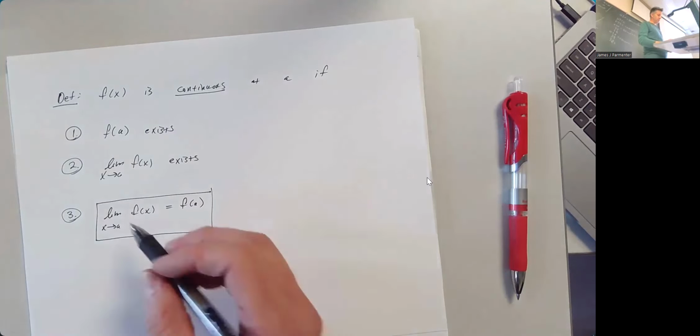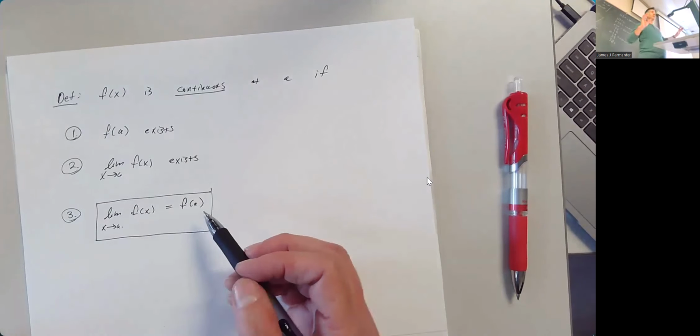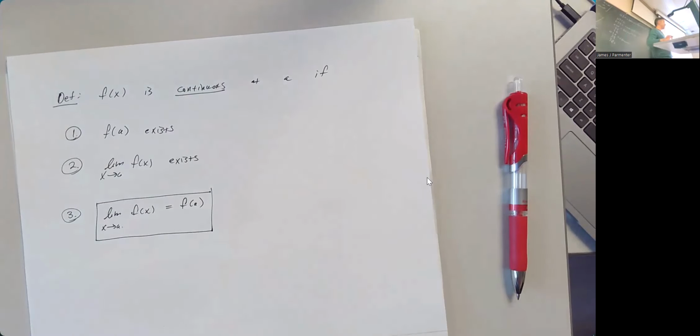But for the limit to equal the function value, the limit has to exist and the function has to exist. It definitely cannot be the case that if the limit doesn't exist and the function doesn't exist, you say, oh, well, the limit and the function are equal to each other, though. Not existing doesn't equal not existing. So if they both don't exist, definitely not continuous.